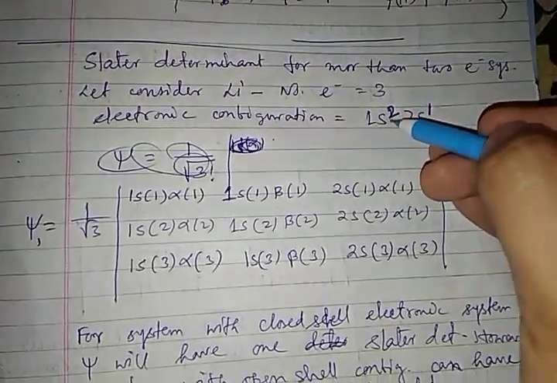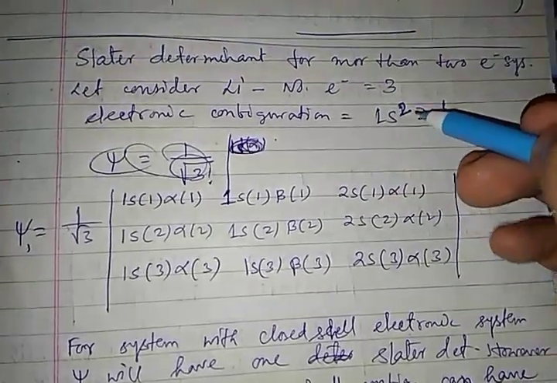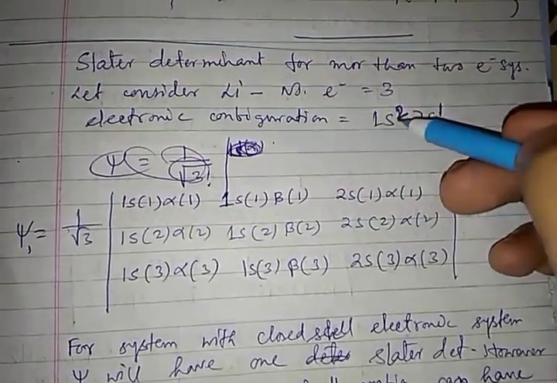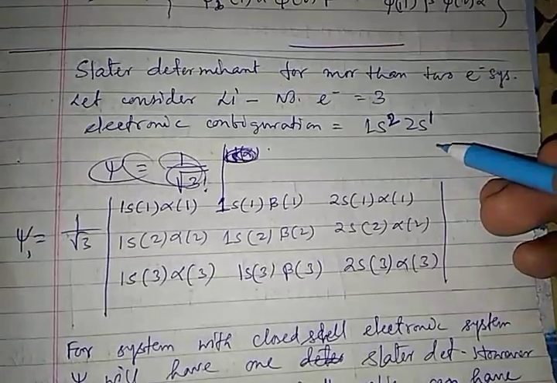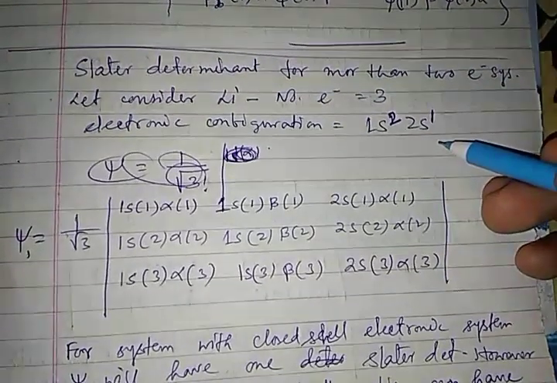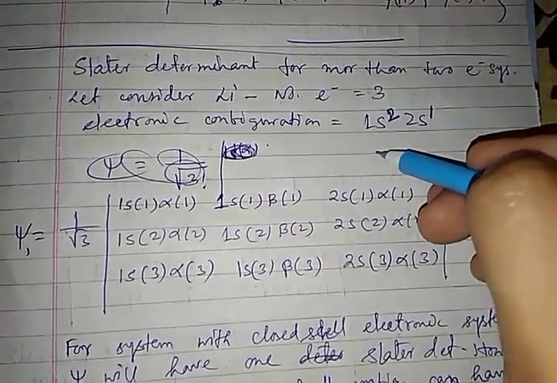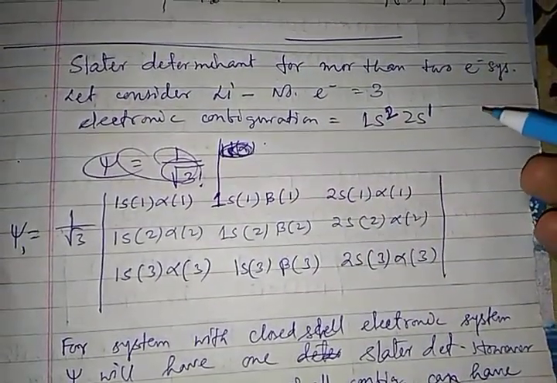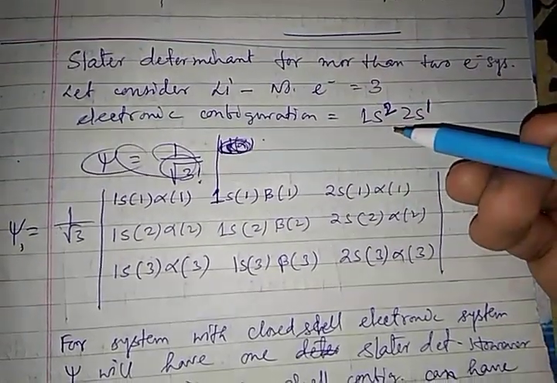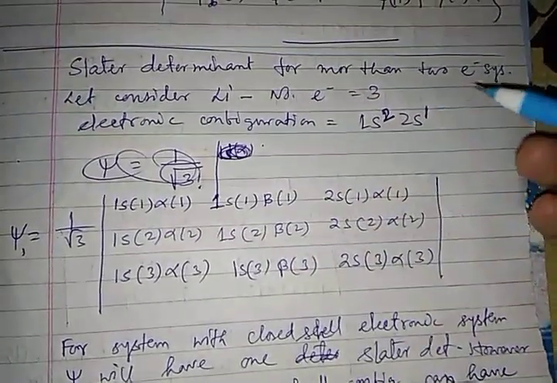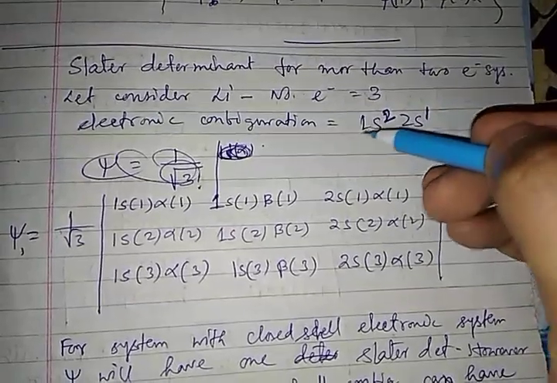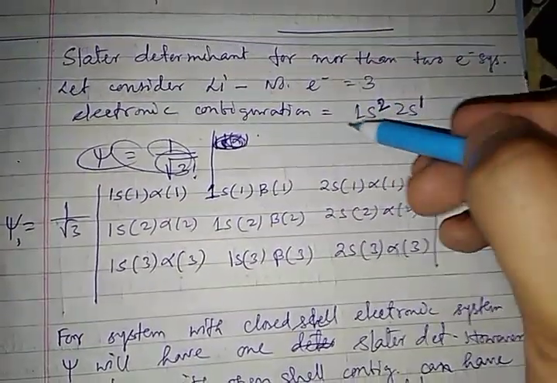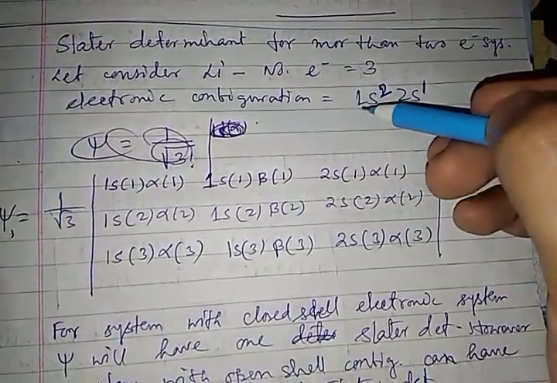Now these 2 electrons in the 1s orbital can have alpha or beta spin among the 3 electrons, that means first, second and third electrons. Any two of these 3 electrons can occupy the 1s orbital, and the other electron will occupy the 2s orbital. That will be one distribution. Again, in the 1s orbital, these 2 electrons will have alpha beta spin.